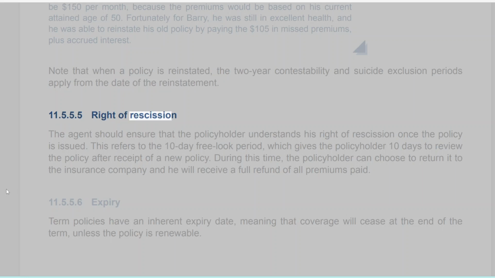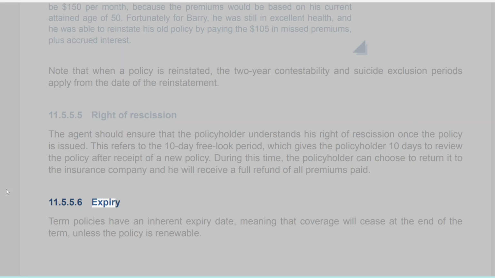1.5.5.5 Right of rescission. The agent should ensure that the policyholder understands his right of rescission once the policy is issued. This refers to the 10-day free look period, which gives the policyholder 10 days to review the policy after receipt of a new policy. During this time, the policyholder can choose to return it to the insurance company and he will receive a full refund of all premiums paid.